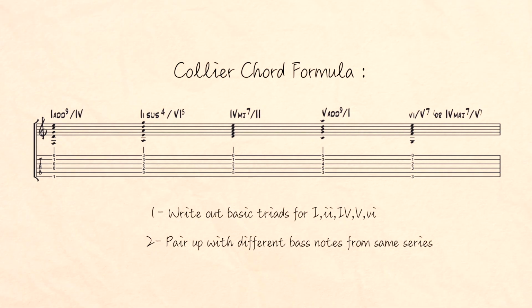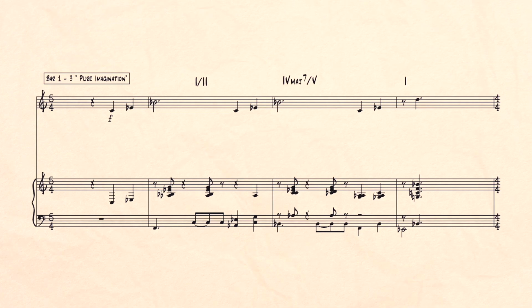So Collier often uses these chords as substitutes for the more standard chord voicings you would hear in a 2-5-1 or 6-2-5-1 progression. So for example, at the beginning of Pure Imagination, we get a 1 over a 2, followed by a 4 major 7 over a 5 going to a 1.